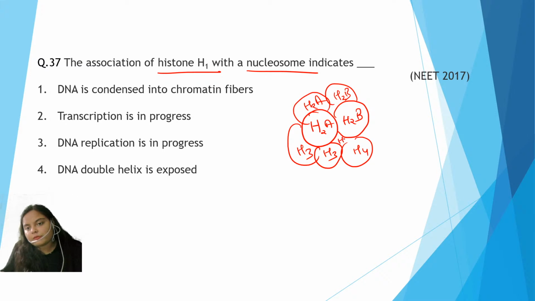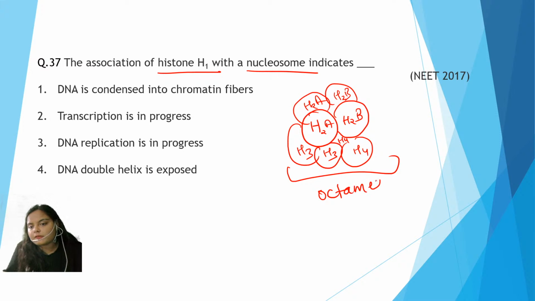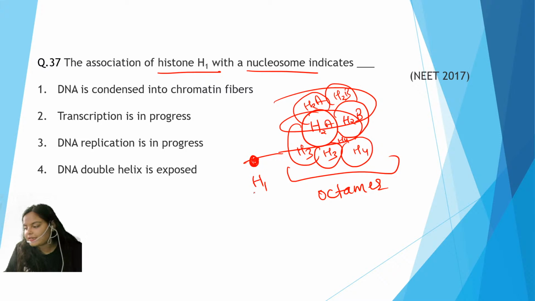Remember the nucleosome. Nucleosome is an octamer. And DNA thread is coiled around it. And with the help of the linker histone, which is the H1 histone, it is connected. Now, the question is saying that the association of histone H1 with a nucleosome indicates... Now, this H1 is associated with this nucleosome, which means it contains 8 histone proteins along with the DNA fragment. Right. So, there are four options.